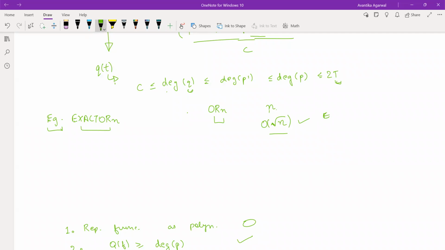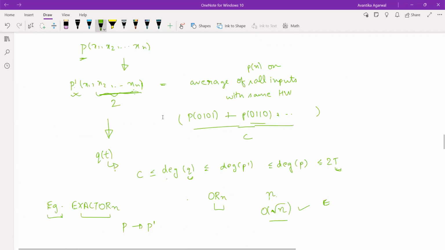In Grover's algorithm, we make some epsilon errors. So can we do this exactly using a quantum computer? And it turns out that the answer is no. Why? Because we saw that there is this polynomial P, which represents our exact OR-n function. And from that, we can create this polynomial P prime by symmetrization, which has the same output on all inputs of the same Hamming weight.